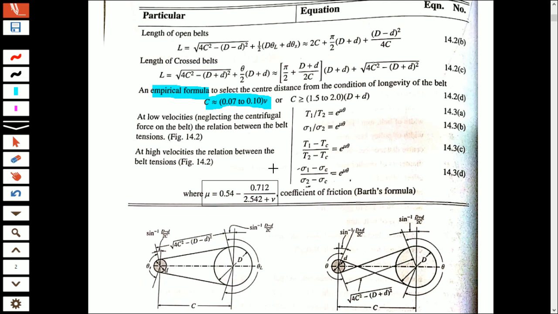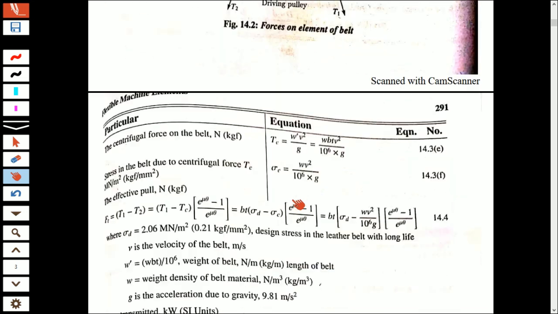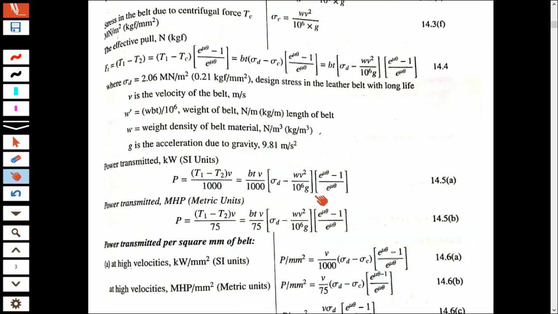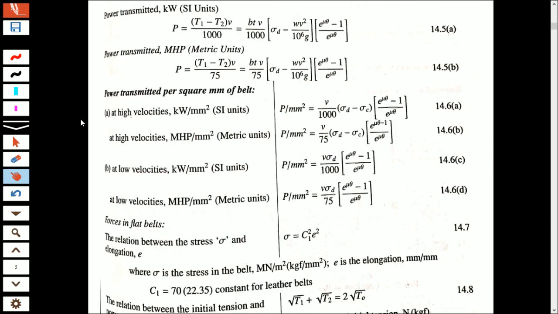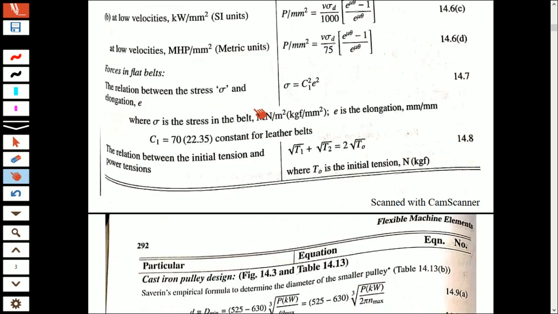But the only thing is that you should have the velocity with you. If you don't have the velocity, you cannot. So if you have the velocity, you can use this equation to find out the coefficient of friction. That is another useful formula. Now moving forward, I think all these equations we have used. This one also is quite familiar for you. These equations we have used for calculating the power transmitted per square mm. All those things are very common. This also we have used.